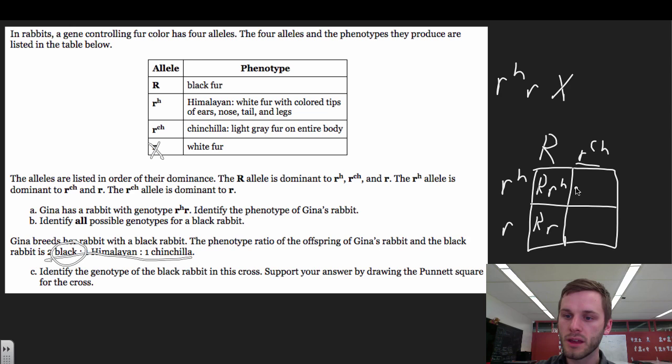So our next one is going to be RH and RCH, and this one is going to be RCH and little r. So this one right here, if we look up here, Himalayan is more dominant than chinchilla. So this one will be Himalayan. So we know we have at least one that's Himalayan, and this one is RCH and little r, and we know that the chinchilla is more dominant than the little r. So we're good there. So it says identify the genotype of the black rabbit in this cross. Well, it's this right here.